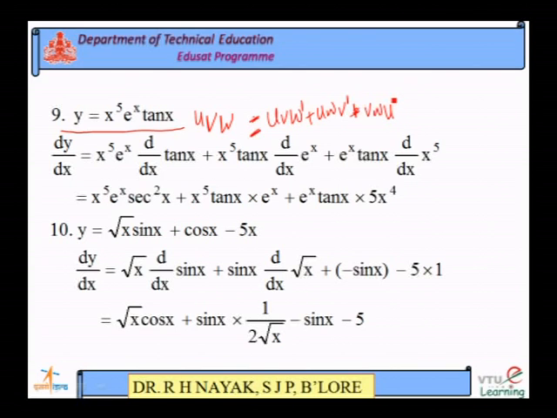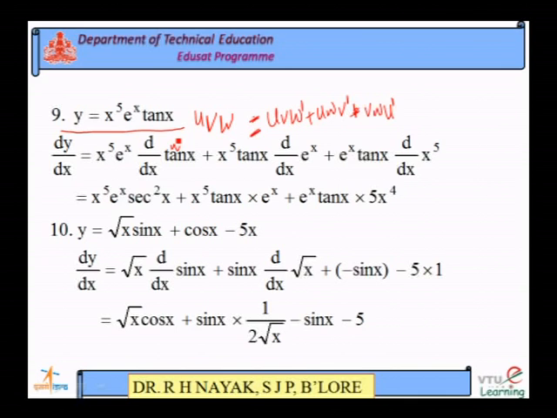I have written dash for derivative: w dash is dw by dx, v dash is dv by dx, u dash is du by dx. First 2 terms are taken as they are, that is x to the power of 5 e power x, differentiation of w, that is the differentiation of tan x. Keep the first and last terms x to the power of 5 tan x as they are, differentiation of e power x.